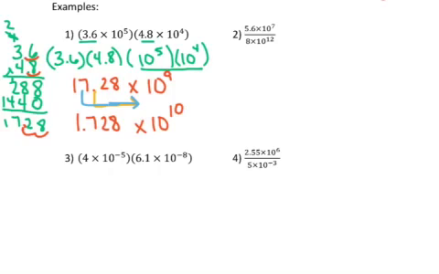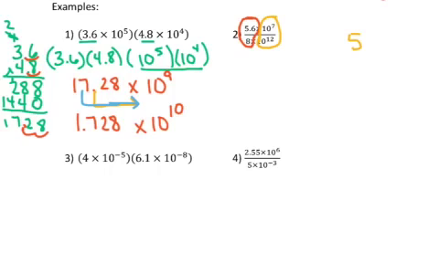Let's move on to number 2. We have 5.6 times 10 to the 7th divided by 8 times 10 to the 12th. So we are going to circle this as if we have 2 different problems. We have 5.6 divided by 8, and then separately we have 10 to the 7th divided by 10 to the 12th. So let's talk about the 5.6 divided by 8.